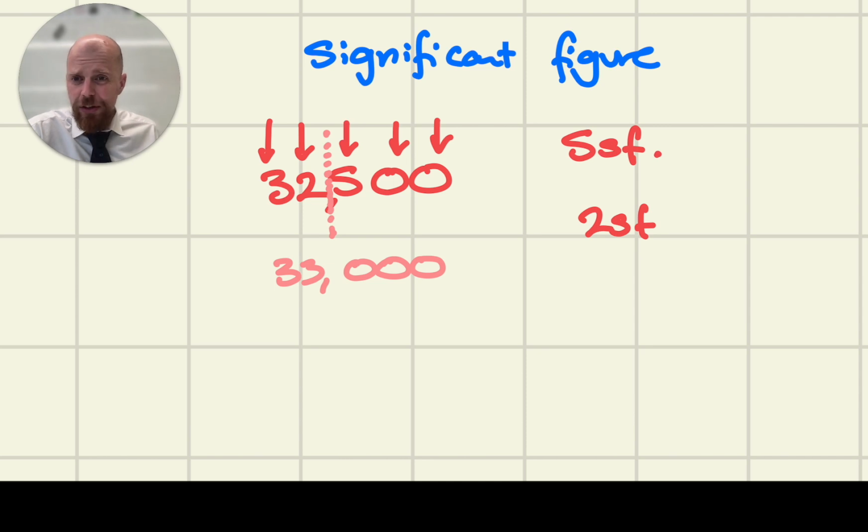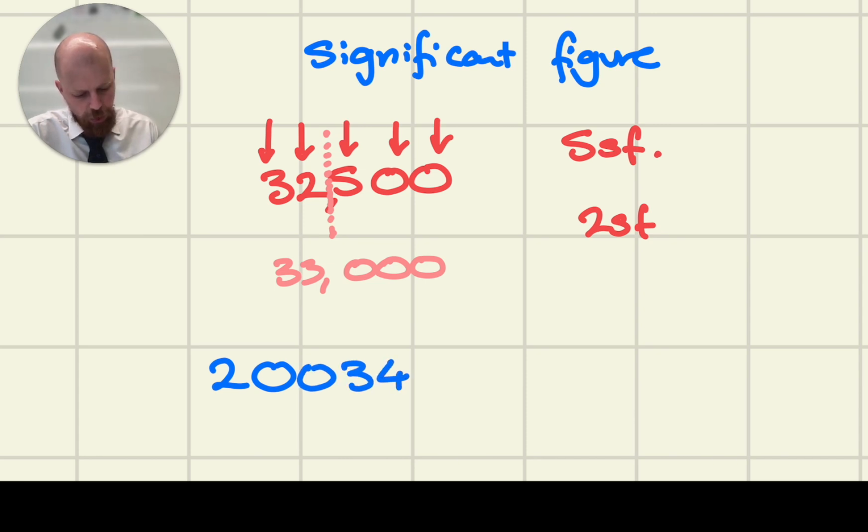Let's take a different example. Let's take 200,348. Now, a common mistake people think is, oh, there's 4 significant figures, but there's not. Remember I said you start counting as soon as you reach the first non-zero digit. So 1, 2, 3, 4, 5, 6.